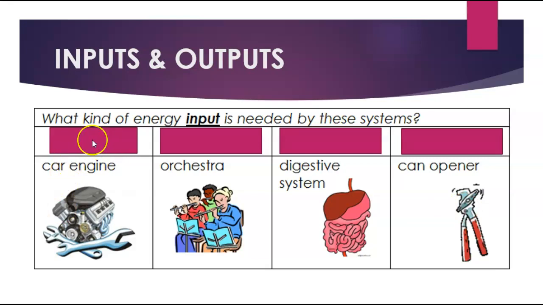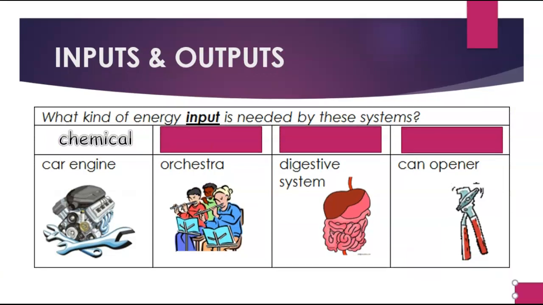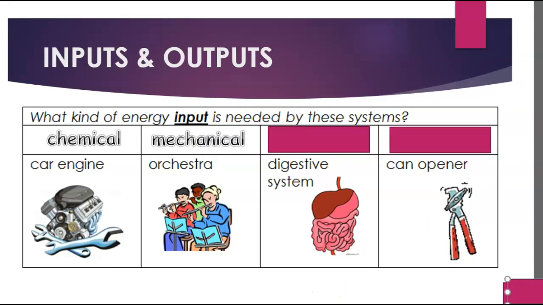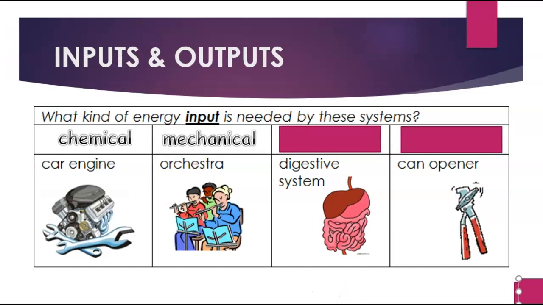All right, hopefully you had a second to pause the video and think about these on your own without me giving them to you, but let's take a look. So a car engine definitely needs gasoline, doesn't it, to work? So that would be a chemical energy, gasoline, that would need to be input for the car to even move. Okay, mechanical energy, the actual movement and blowing of the wind across our instruments, would be needed in this particular system.